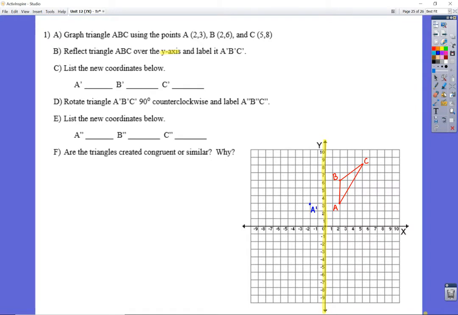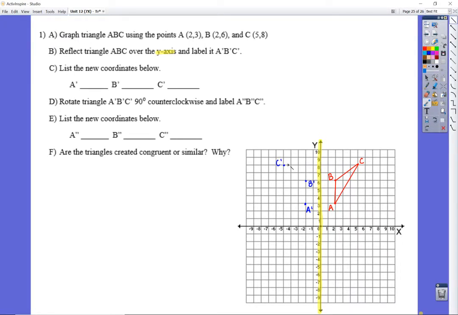So when we go over to the left, we'll be 2 units away from that line of reflection on the left. So that'll be A prime. B is also 2 units away. And C prime is 5 units away. Once you have those plotted, you're going to connect them using a straight edge.